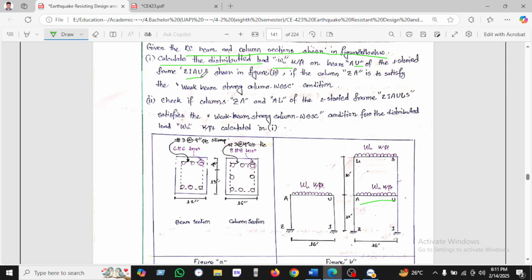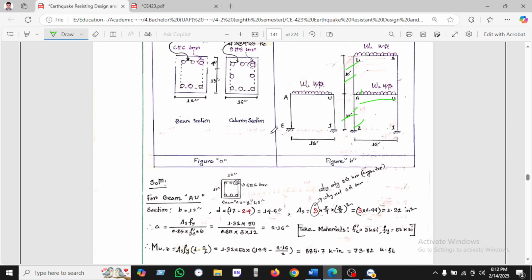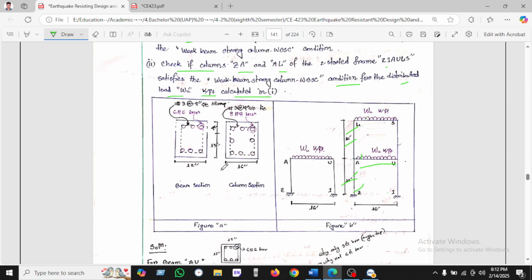The one-story and two-story joints are shown in the figure. If the column is satisfied, then the weak beam, strong column condition is checked for the second story. Two stories each has a joint, and we check the weak beam, strong column condition. The distributed load W is to be calculated. So we have seen here all the data is given.